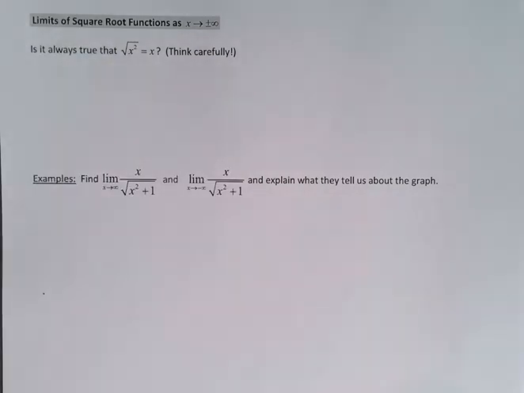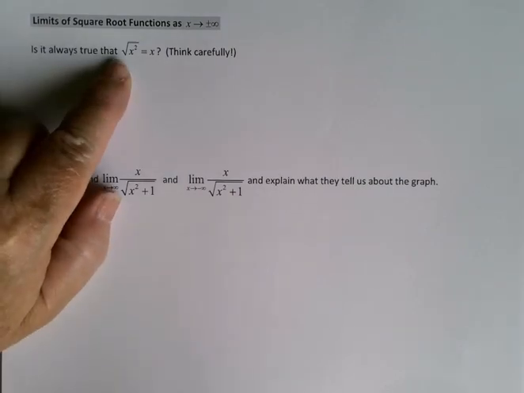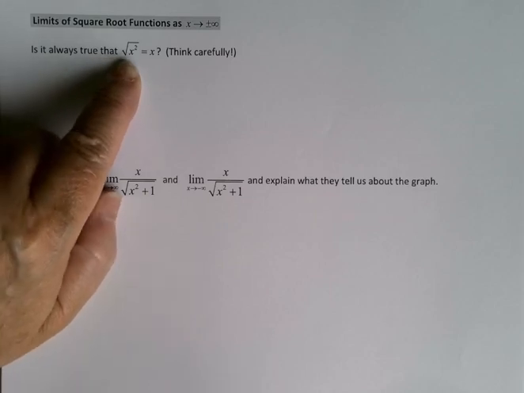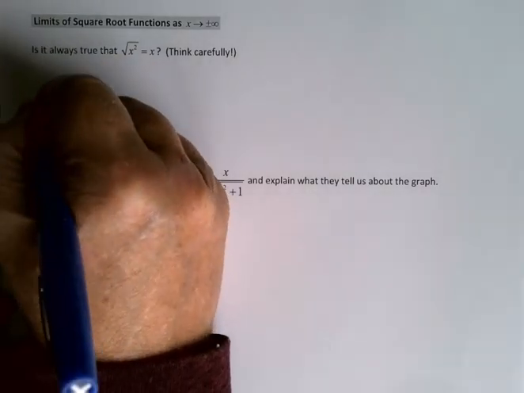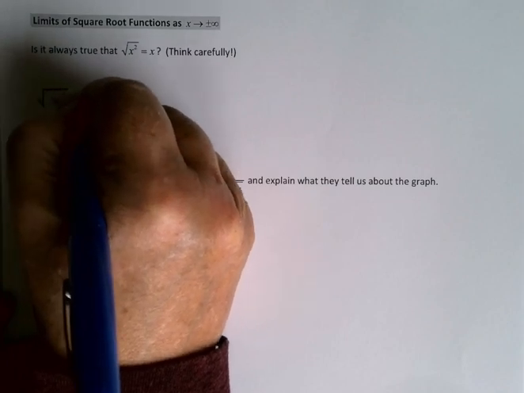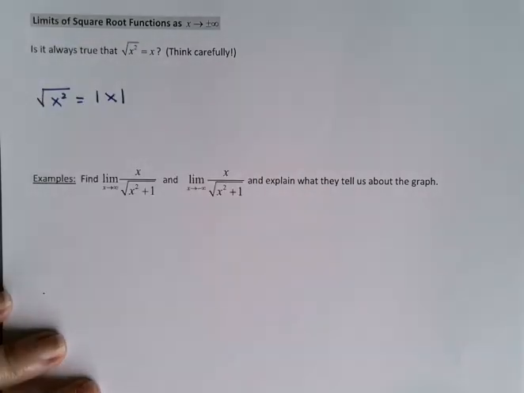And the first question I'd like you to consider is whether or not it's true all the time that the square root of x squared is equal to x. At first glance, most people want to say, yeah, sure, that's true. We like to think of the square root as somehow canceling out the square. But in fact, that symbol always means to take the positive square root. So if you start out with a negative x value, you're not going to get a negative x value out of this. In fact, the square root of x squared is actually the absolute value of x, right?